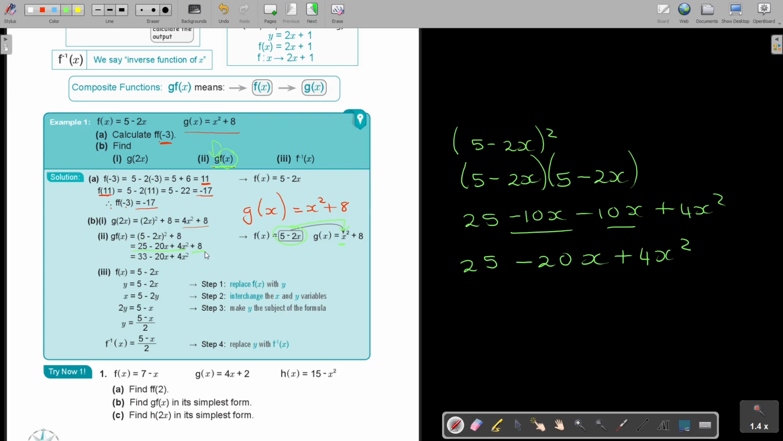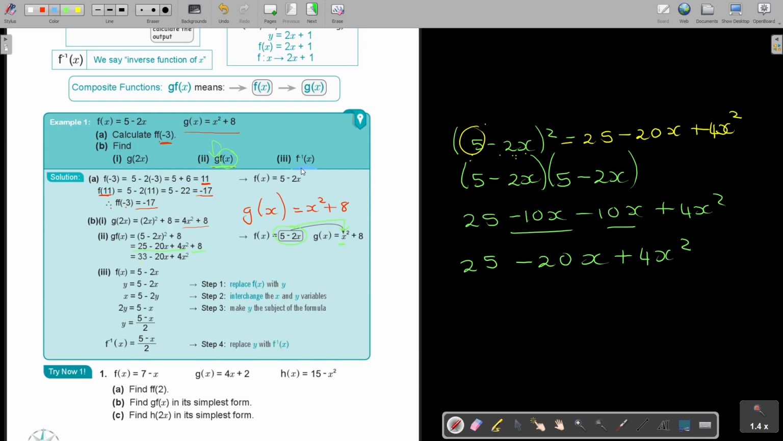Before I go on, you could have done the short way, where I square the first one, so it's 25. Then I multiply the 2 terms with each other. So 5 multiplied by negative 2x is negative 10x, and then I multiply by 2. So it's negative 20x. And then I square again. So negative 2x times negative 2x, and that's 4x squared. And that's my answer. Then I'm just going to say 25 plus 8 is 33, and I just rewrite, and that's my final answer.